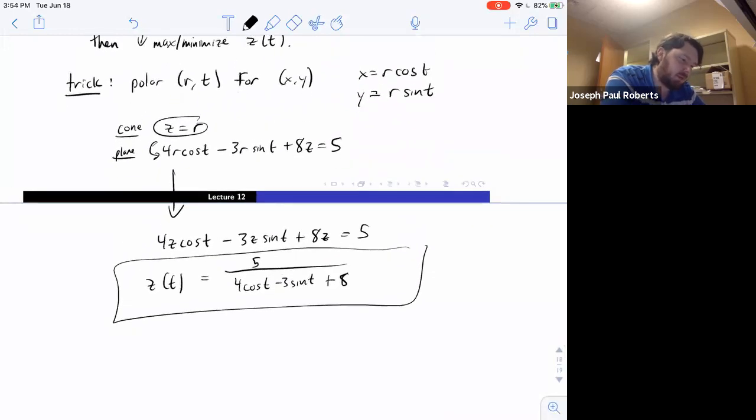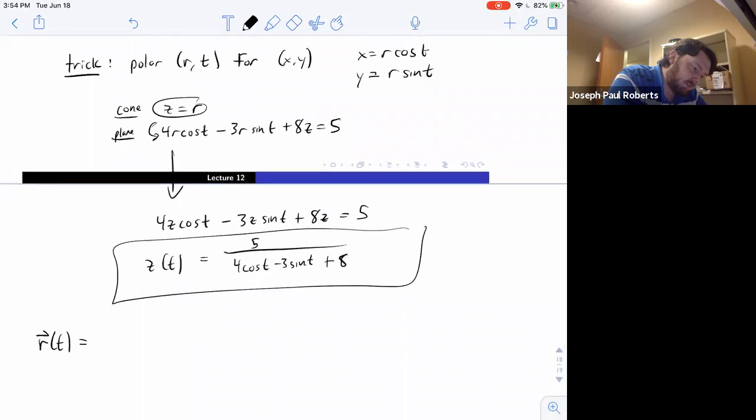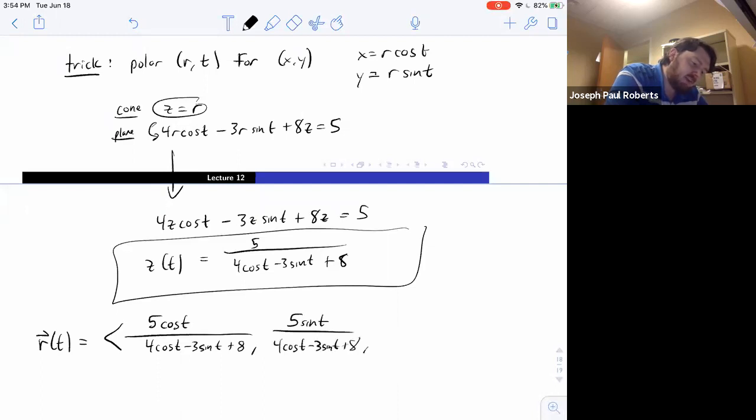So putting it all together, I'd have to substitute in, and it would be a big mess. r of t is r cosine t, and r is z, so 5 cosine t over (4 cosine t minus 3 sine t plus 8), comma, 5 sine t over (4 cosine t minus 3 sine t plus 8), comma, z, so this.